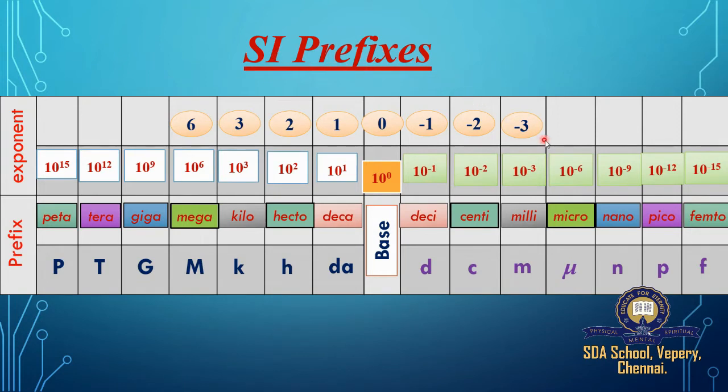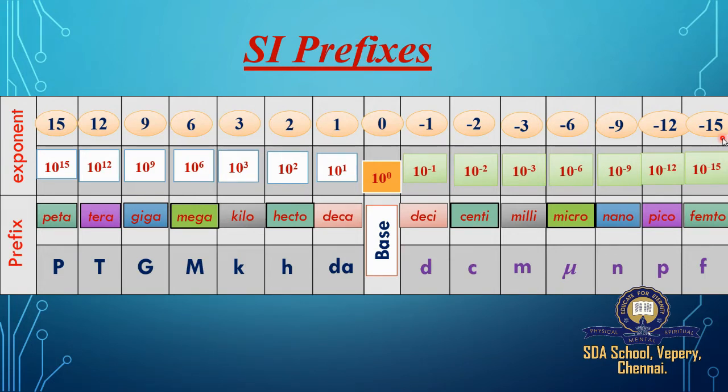Here for micro, it would be -6. For giga, it would be 9. For nano, it would be -9. Very good. For tera, it would be 12. For pico, it would be -12. For peta, it would be 15. For femto, it would be -15. Hope you are clear with this tabular column.